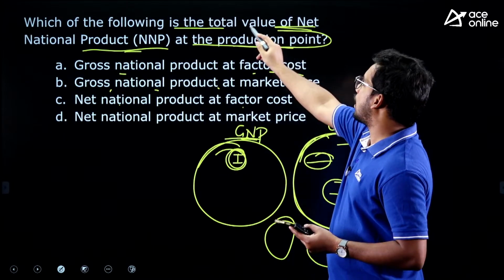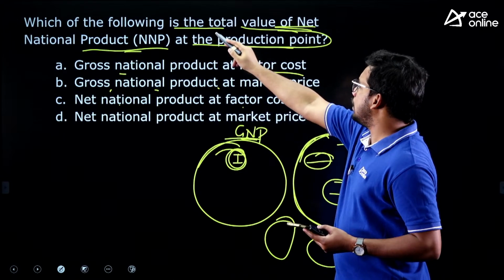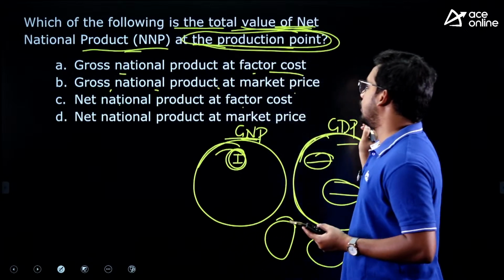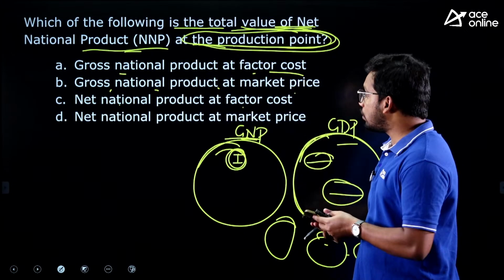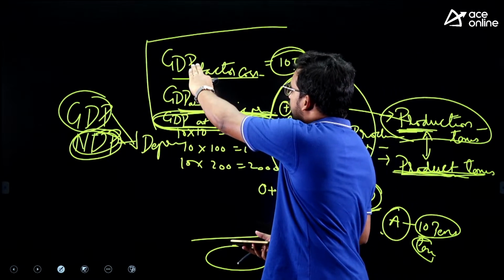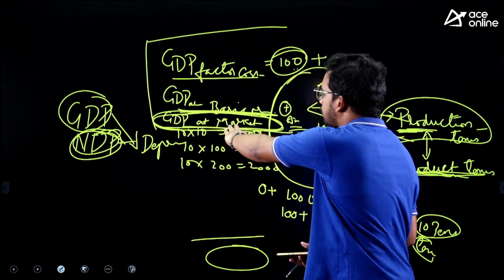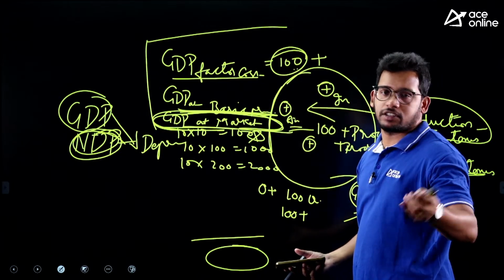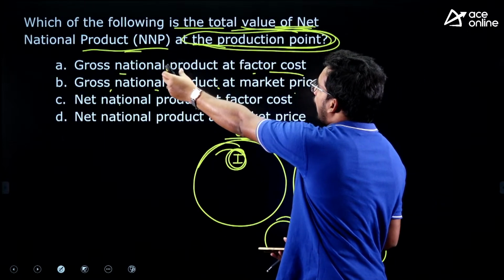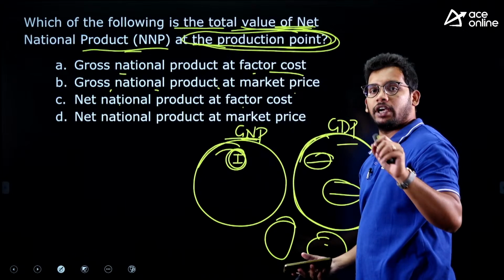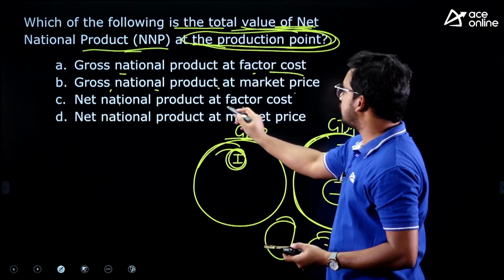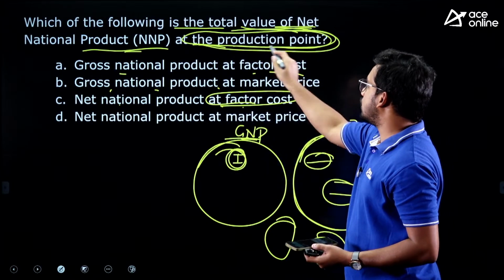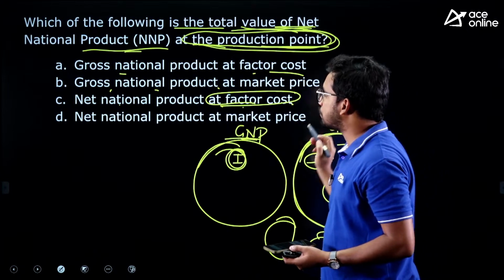Now let's understand, they are asking for the total value of net national product at production point. At the production point. So we have discussed three things: GDP at factor cost, GDP at basic prices, GDP at market price. GDP at factor cost means the bare value without any taxes. So they are asking NNP at production point. That means it is at the factor cost. Even before producing any of the goods or paying taxes, that is called the production point. So this is called the factor point.